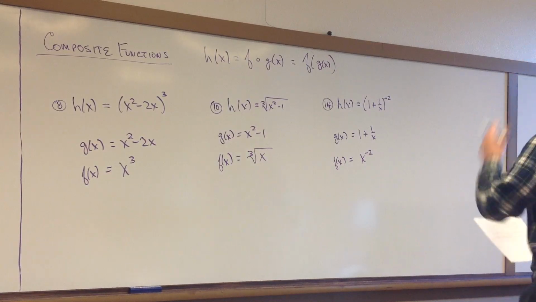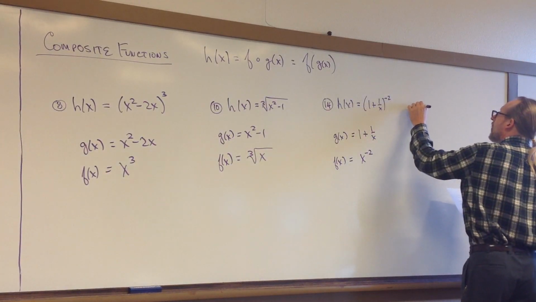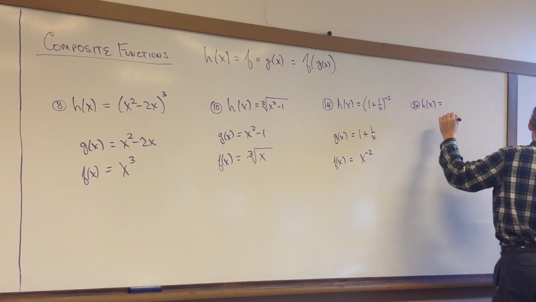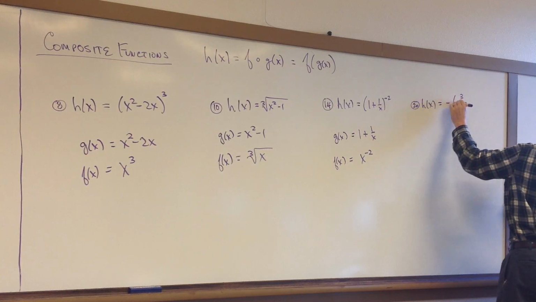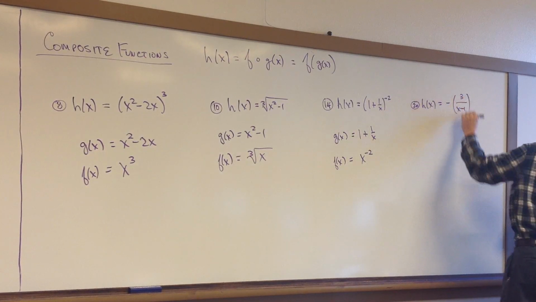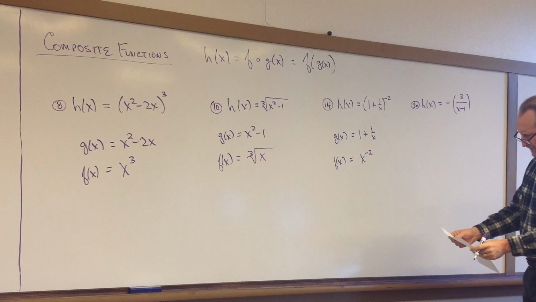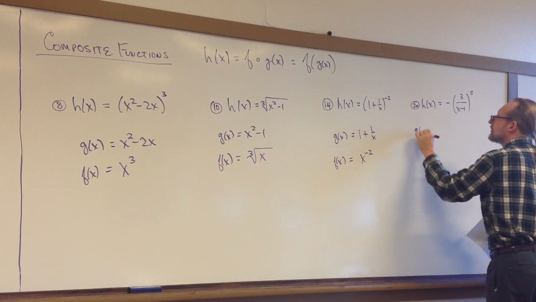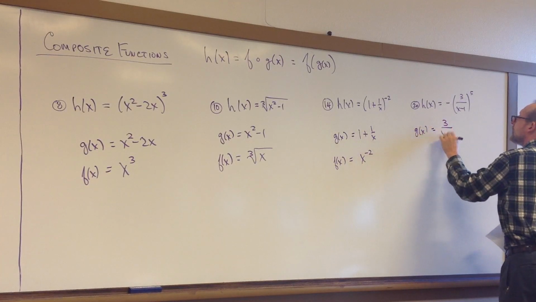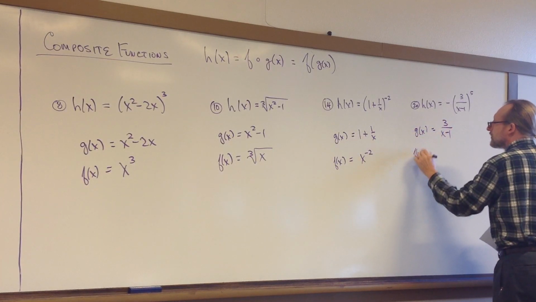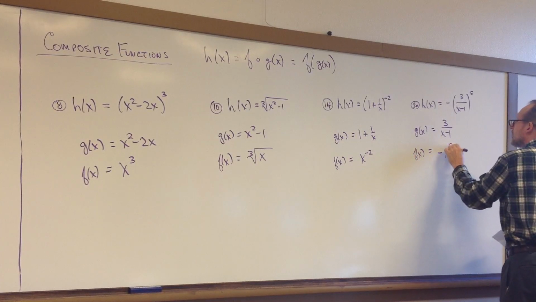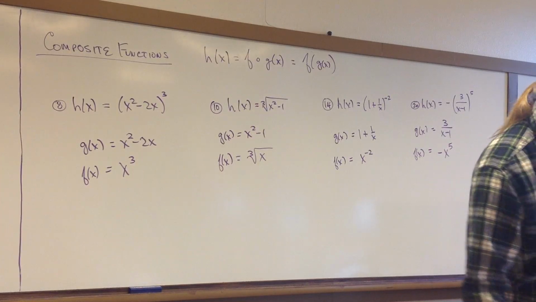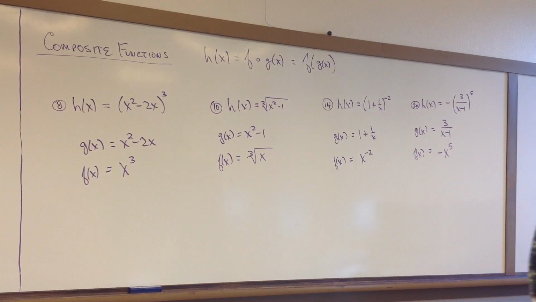All right. Let's look at one more here, problem 20. Our composite function h is negative 3 over x minus 1, to the 5th power. So our interior function g is 3 over x minus 1, and the controlling function f is negative x to the 5th power. Okay, so that's it for composite functions.